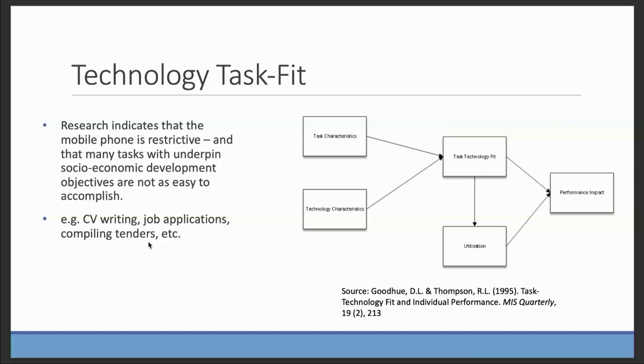It wasn't my intention to show you things out of the academic literature, but just as an example, something that I've done a lot of work with is a model called Technology Task Fit. And a lot of the work I've done in public access centers, in townships and other places, show that the mobile phone is restrictive for many of the tasks that underpin socioeconomic development.